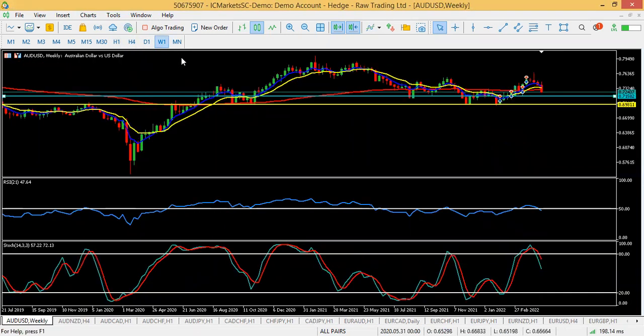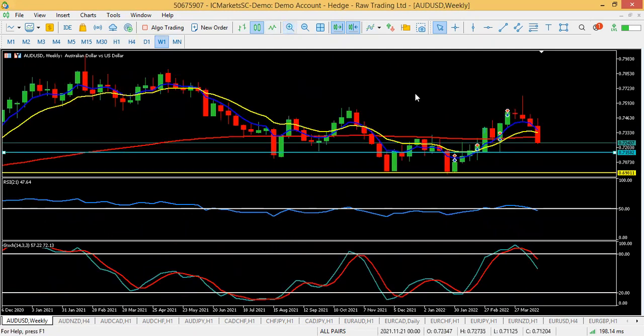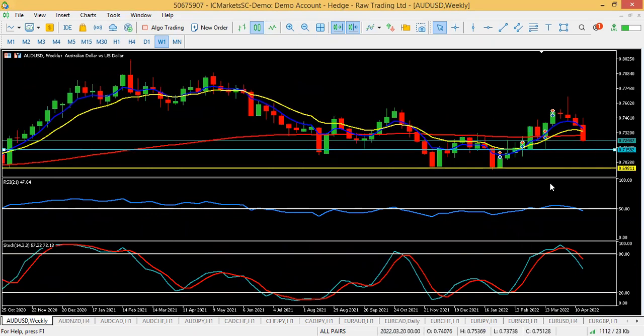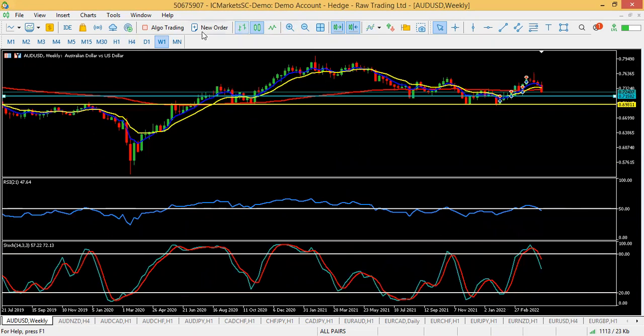According to the weekly, the candle closed in a bearish candle. So this tells us that AUD/USD still has room to push to the downside. Our projection for this is found right at this yellow support at 0.6981. So that's going to be our weekly target for AUD/USD.